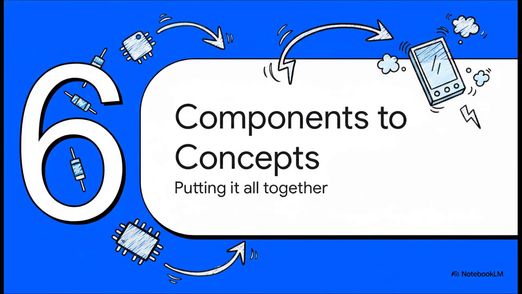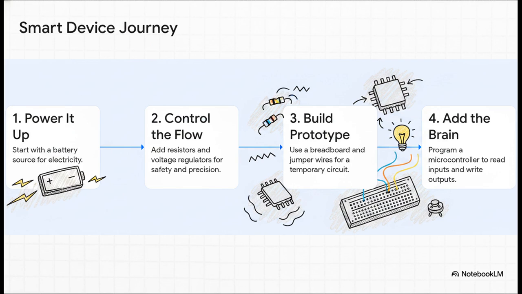All right, our final section, from components to concepts. We've looked at all the individual letters of the alphabet. Now let's see how they spell out the whole story. So here's the entire journey in a nutshell. First, you power it up. You start with something like a battery. Second, you control that power, using things like resistors and regulators to keep it safe. Third, you build a quick prototype, using a breadboard and some jumper wires to sketch it out. And finally, number 4, you add the brain, a microcontroller, and tell it what to do.